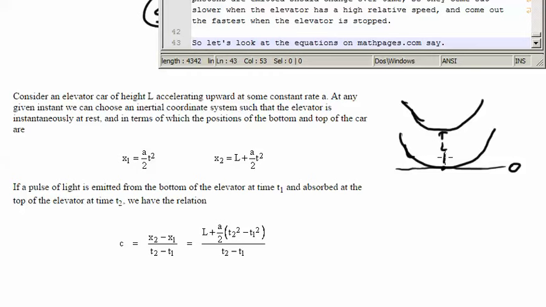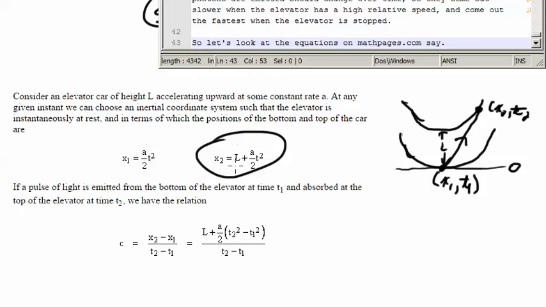Now, if a pulse of light is emitted from the bottom of the elevator at time t1 and absorbed at the top of the elevator at time t2, we have the relation that, let's say this is x2, t2, and this is x1, t1. This is the position and time at which the photon left the bottom and when it reached the top. And they can calculate this is a over 2 t sub 2 squared minus a over 2 t sub 1 squared, basically. It's L plus a over 2 t2 squared minus this, x1, this should be a t1, this should be a t2, I guess.